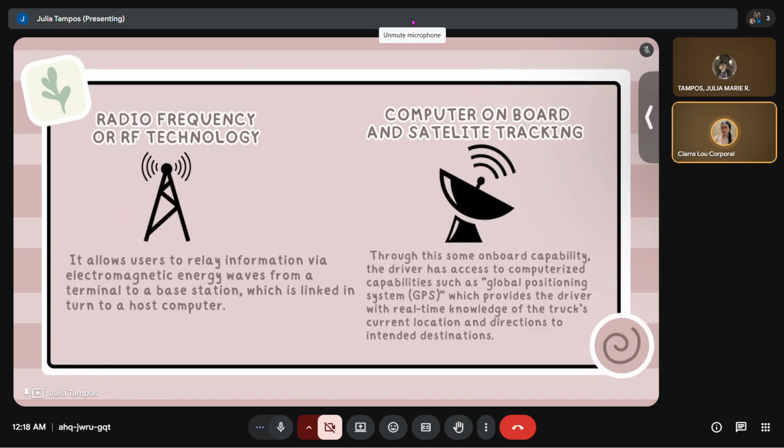Next, we have the computer onboard and satellite tracking. Onboard computers and satellite tracking systems such as GPS allow vehicles to be monitored in real time and help drivers with navigation. For example, a truck driver uses GPS to find the fastest route to a delivery location, while the company tracks the truck's location to ensure on-time delivery.